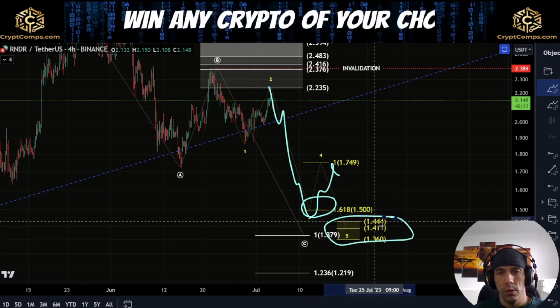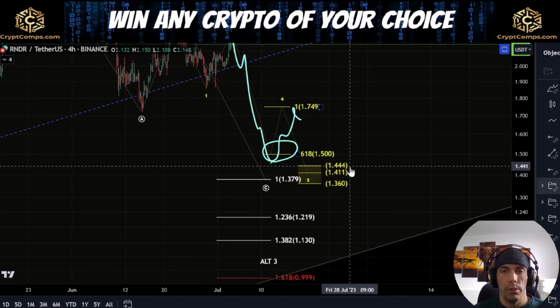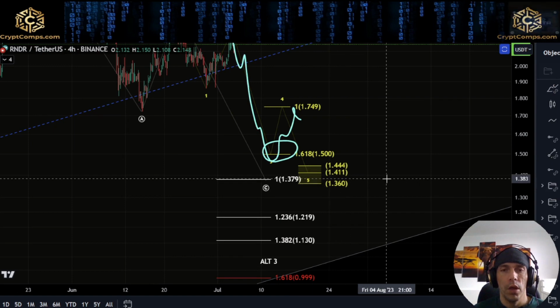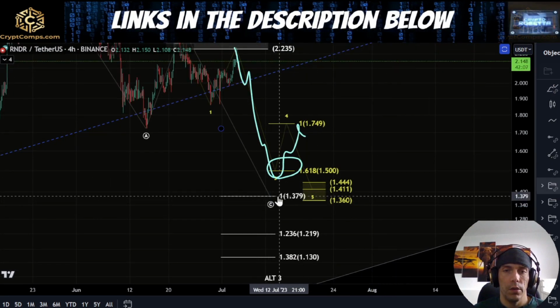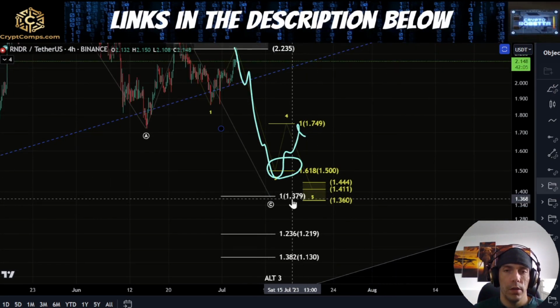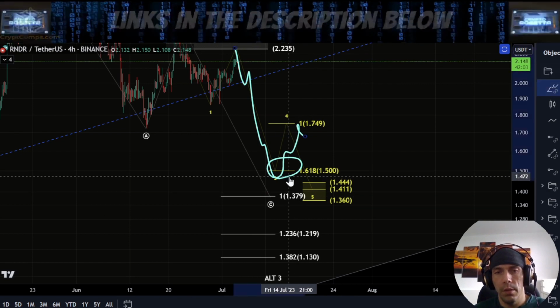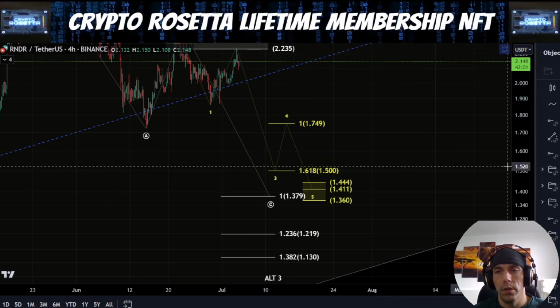Now the target we'd be looking for would be potentially this 144 to this 136 level. This would actually align with coming into this 1-to-1, which would be here at this 137 level. So I'm going to be keeping an eye on that if we do look to push down in this way.